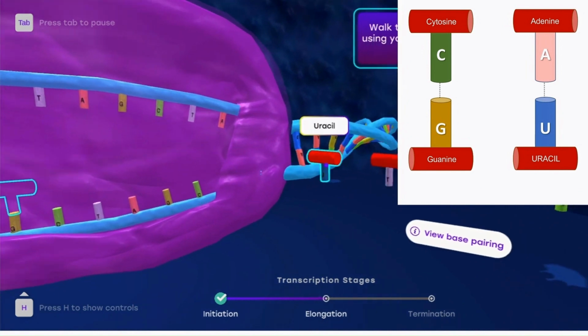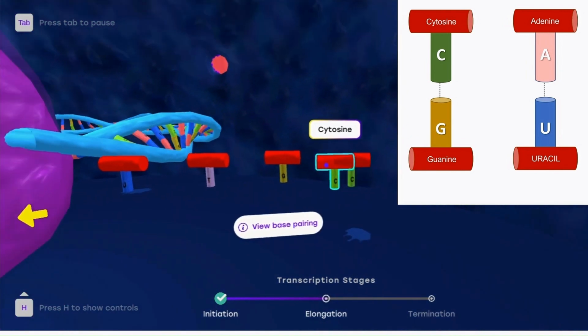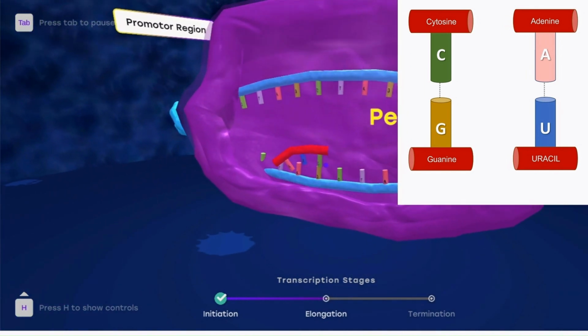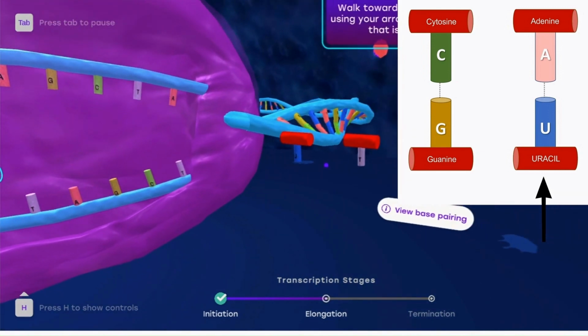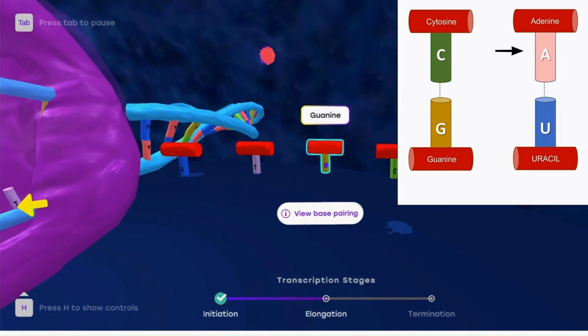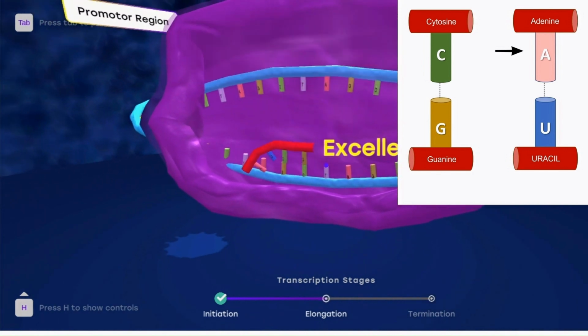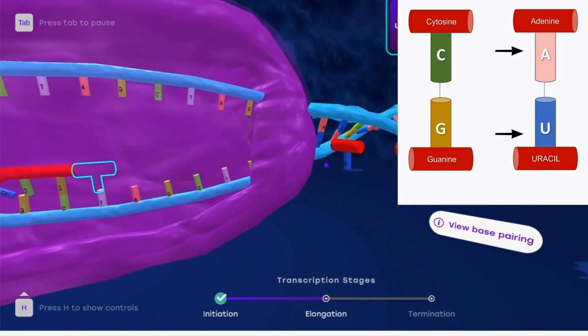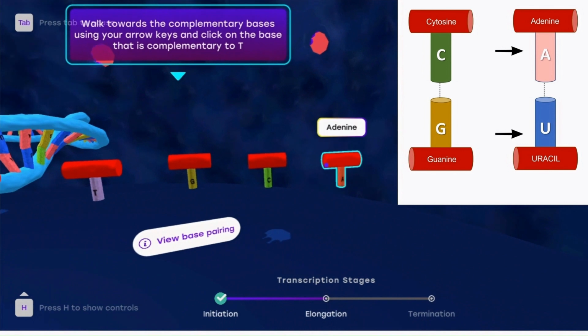As it turns out, RNA does not have thymine. Instead, it has something called uracil. So during the elongation process, an adenine in the DNA is paired with a uracil, or a U, in the RNA.